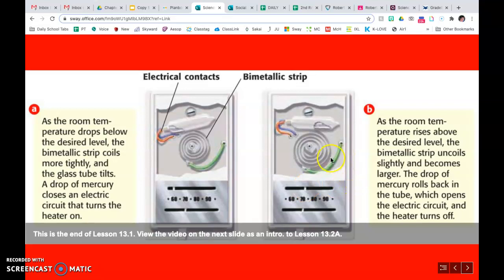And on this one, the opposite occurs. As the room temperature rises, the bimetallic strip uncoils slightly and becomes larger. The drop of mercury rolls back in the tube, which opens the electric circuit, and the heater turns off. So just some different ways that learning about temperature would be important in our world.